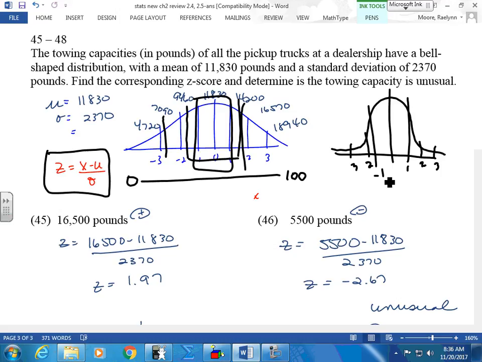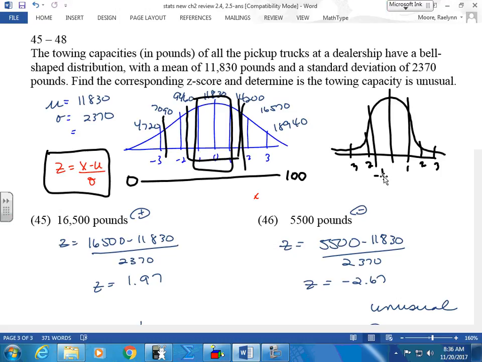So the answer could be not unusual. No, it's unusual because it's well past the 2. For 1.97? Oh no, for this one? No, this is normal, because you're about under the 2. You want to stay under 2. I would still say normal. I'd say close to unusual, you know, close.